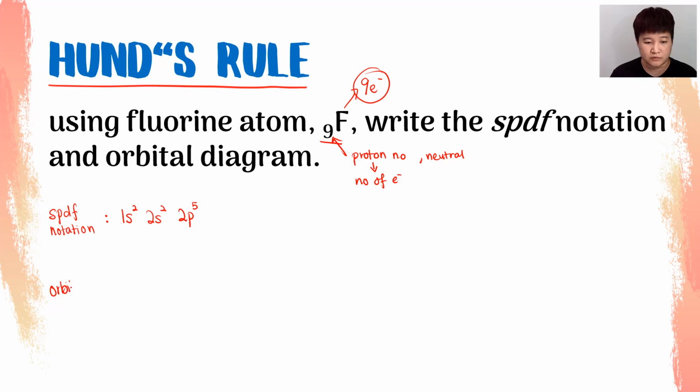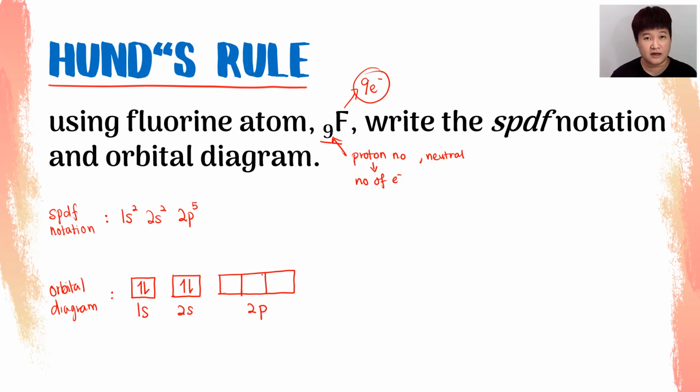The orbital diagram will look something like this. You have your 1s orbital labeled with 2 electrons, 1, 2. You will have your 2s orbital with 2 electrons, 1, 2. So for your 2p orbital, you need to put in 5 electrons.